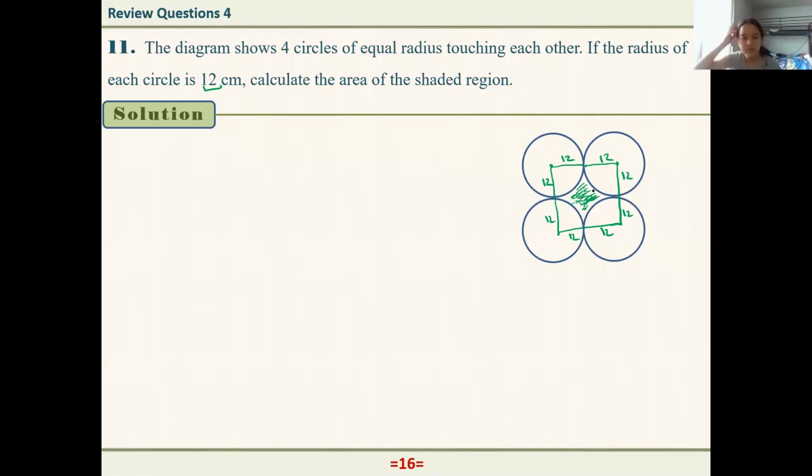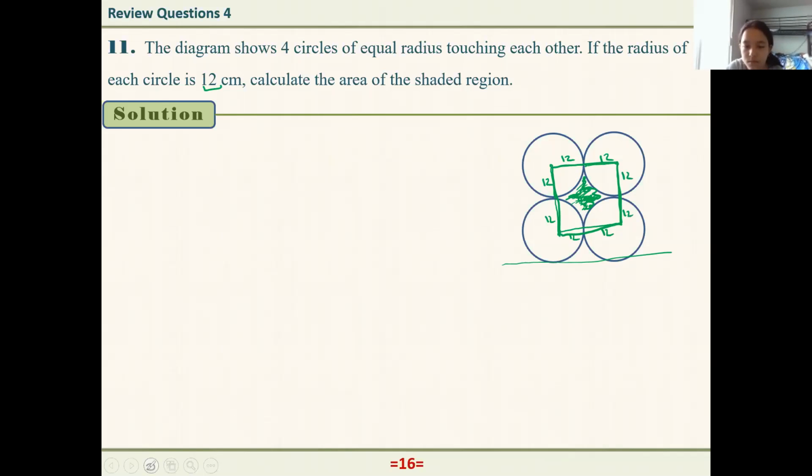But if you join this, the interesting thing is they're touching each other, and the circles are on the table, let's say. So what is this? It is a square. So we need to find the area of the shaded region, right? Area of the shaded region. How can you find this?